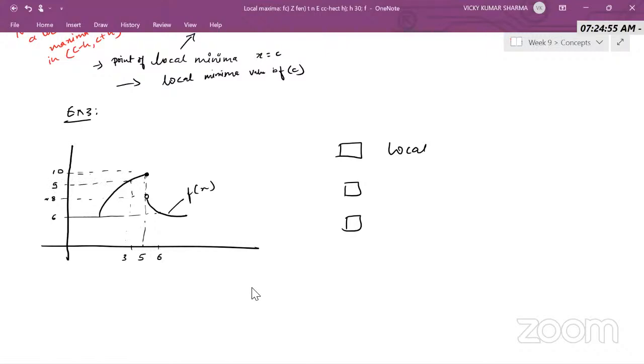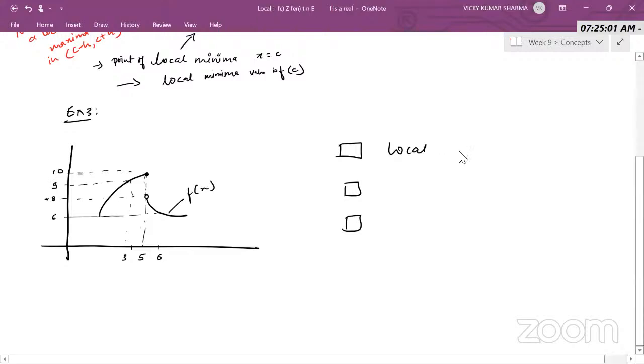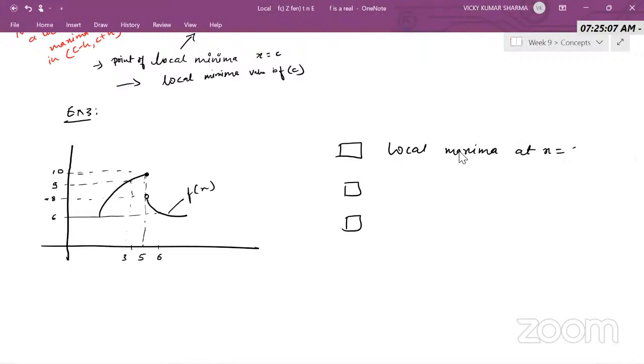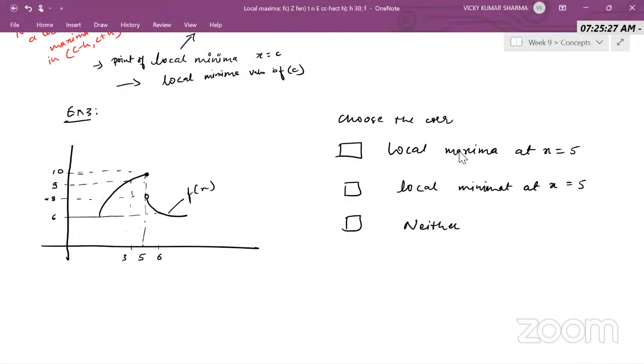Now you have to tell me, does it have a local maxima at x equals 5, or local minima at x equals 5, or neither? So C is basically neither. Now you have to choose one, so choose the correct option. Could somebody tell me what is the correct answer? First option is local maxima. Local maxima at x equal to 5 is true, I think.